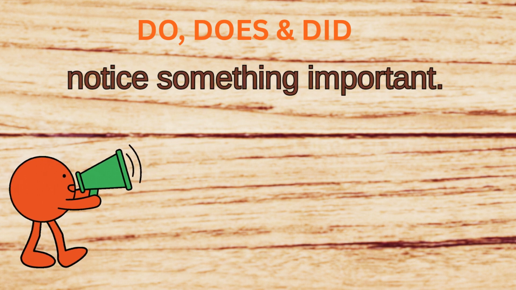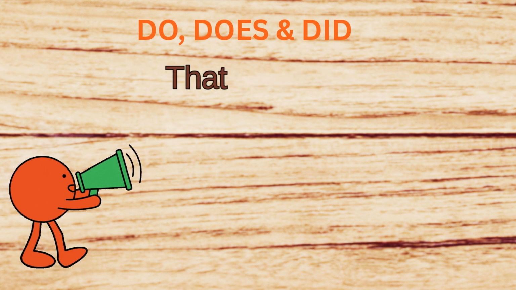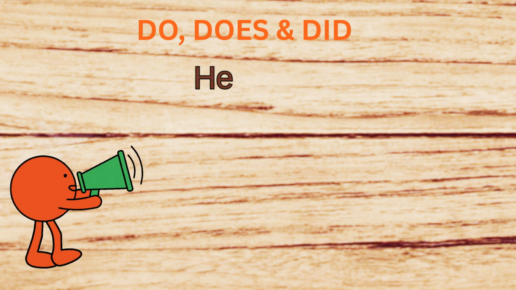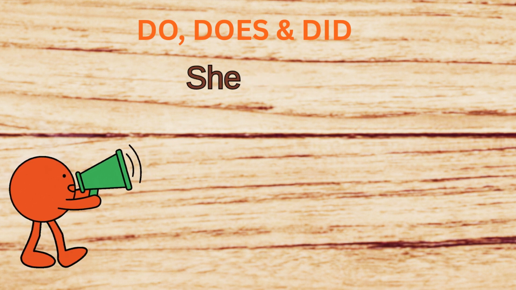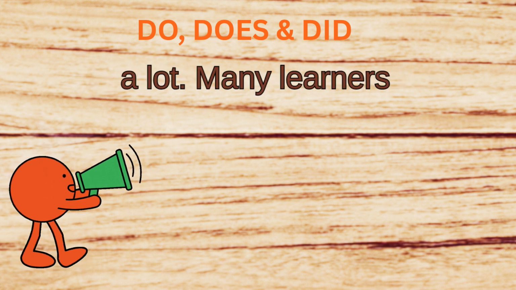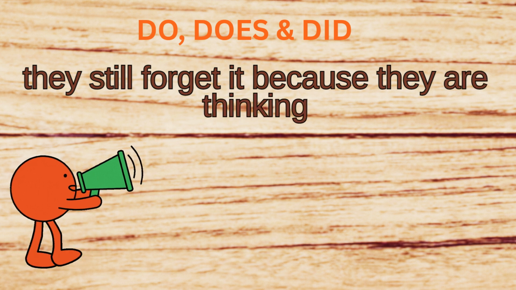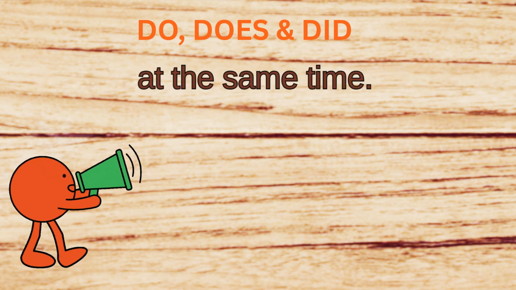Now, notice something important. In the third person singular, we use does, not do. That means I do. You do. We do. They do. He does. She does. It does. That small change matters a lot. Many learners know the rule, but in real conversation they still forget it because they are thinking about meaning and grammar at the same time.